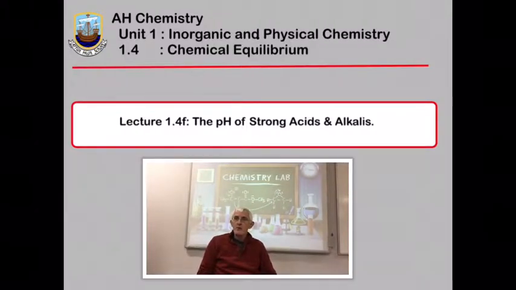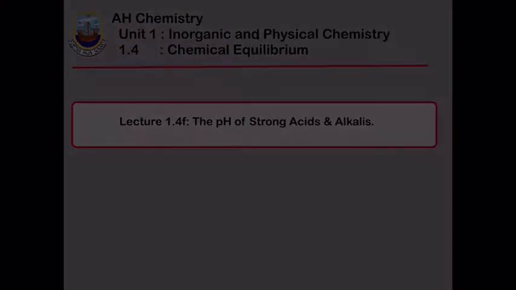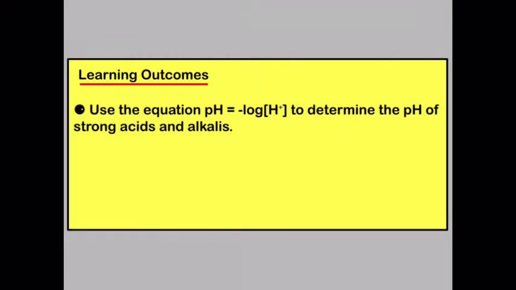In this video, we're going to look at the pH of strong acids and strong alkalis. By the end of the lecture, you should be able to use the equation pH equals negative log of the concentration of the hydrogen ion to determine the pH of both strong acids and strong alkalis. You will find this equation in your data booklet.